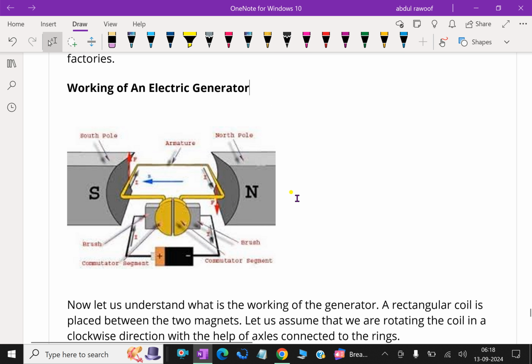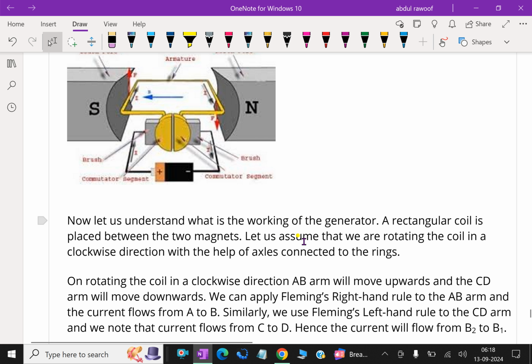Now let us discuss in detail the working of an electric generator. Look at this equipment: the north and south poles, and in between them the armature, which is a coil wound around. It is rotated by an external force. A rectangular coil is placed between the two magnets. Let us assume that we are rotating the coil in a clockwise direction with the help of axles connected to the rings.